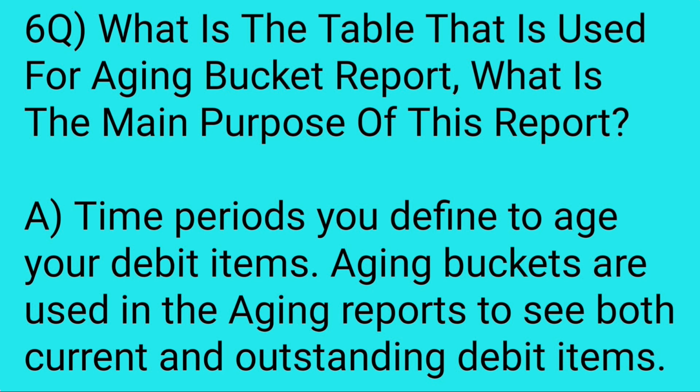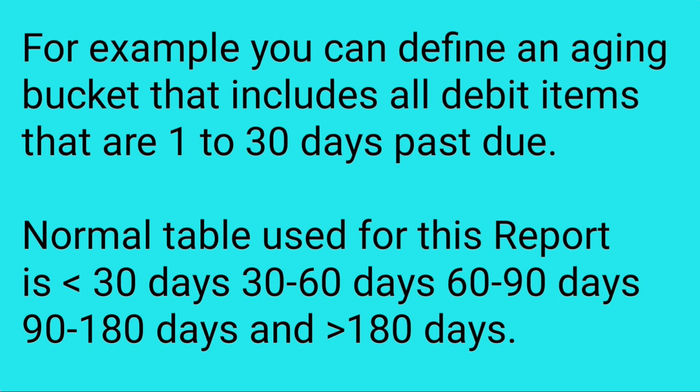What is the table that is used for aging bucket report? What is the main purpose of this report? Time periods you define to age your debit items. Aging buckets are used in the aging reports to see both current and outstanding debit items. For example, you can define an aging bucket that includes all debit items that are 1 to 30 days past due. Normal buckets used for this report are less than 30 days, 30 days to 60 days, 60 to 90 days, 90 to 180 days, and greater than 180 days.